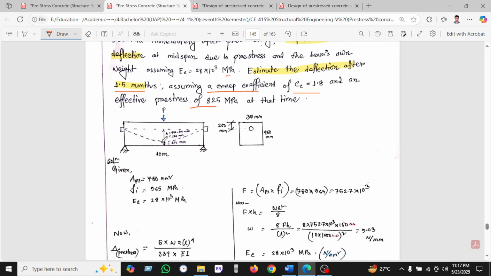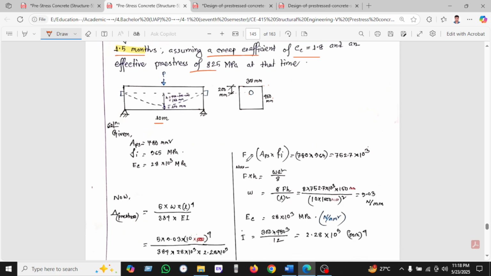Okay, let's see. Here is the beam, which is 10 feet, and we can see the cross section is 300 by 45, and the top to the reinforcement length is 200. As we know, force is area into stress, and we have been using this to find the force. As we know, the moment is WL square by 8 for the simply supported beam.